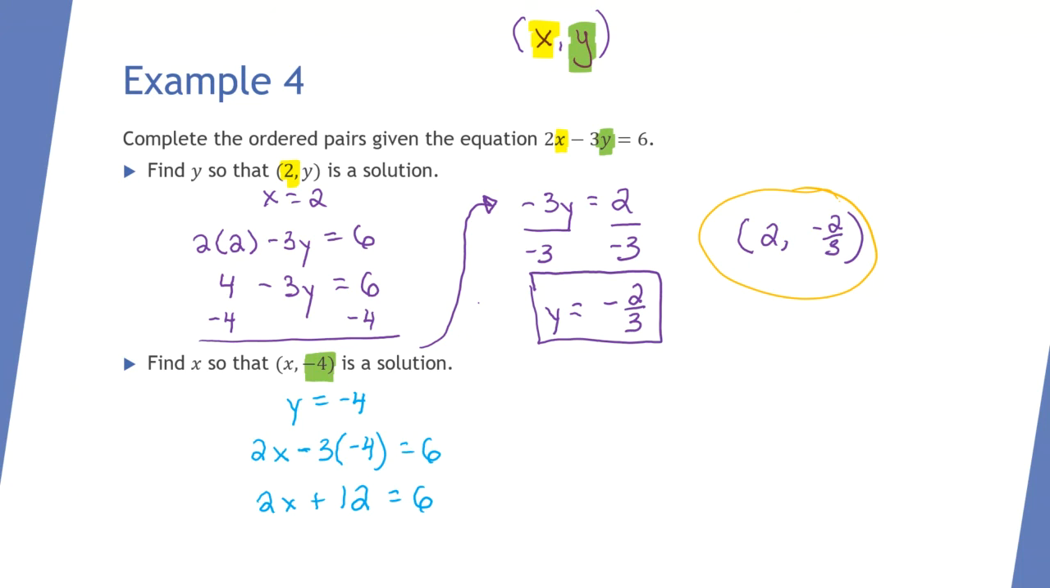Now I'm solving for x. So I need to get 2x by itself, which means getting rid of the plus 12. So I'm going to subtract 12 from both sides. And then 6 minus 12 is -6. So that gives me 2x equals -6 because 12 minus 12 is 0.